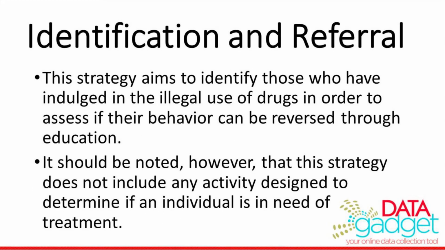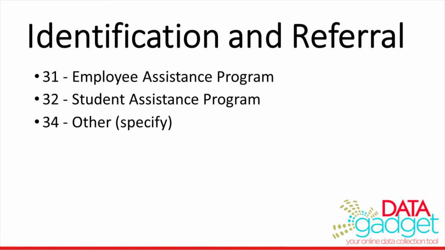Now let's talk about identification and referral. This strategy aims to identify those who have indulged in the illegal use of drugs in order to assess if their behavior can be reversed through education. It should be noted, however, that this strategy does not include any activity designed to determine if an individual is in need of treatment. This slide shows the options that you would see on Datagadget for identification and referral: Employee Assistance Program, Student Assistance Program, and other.